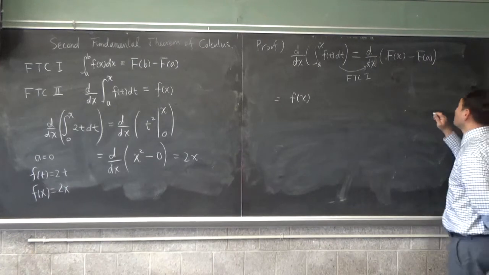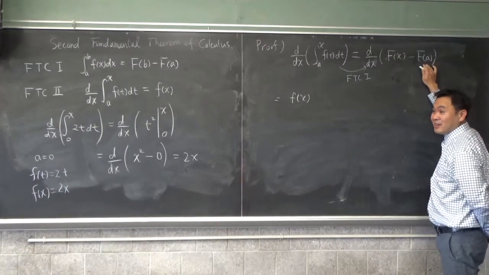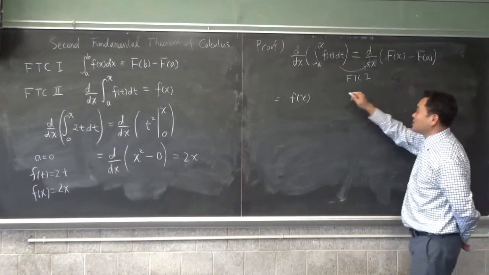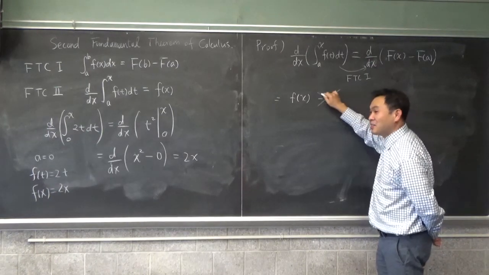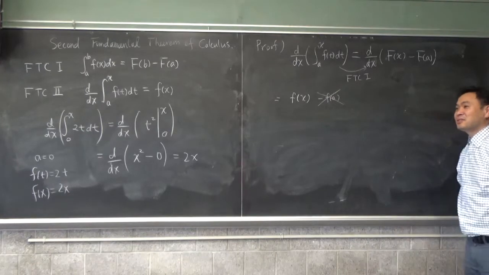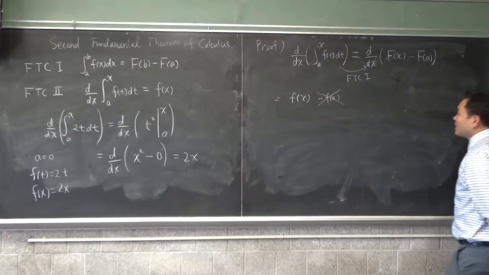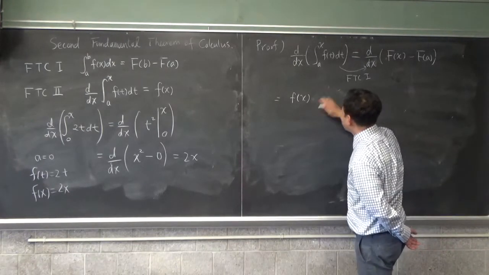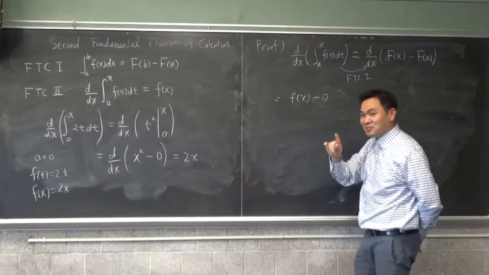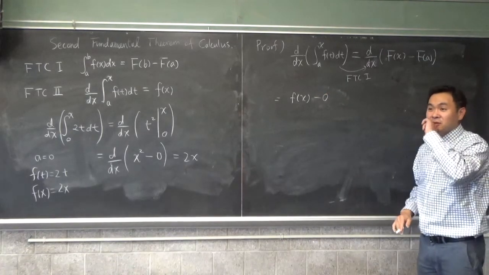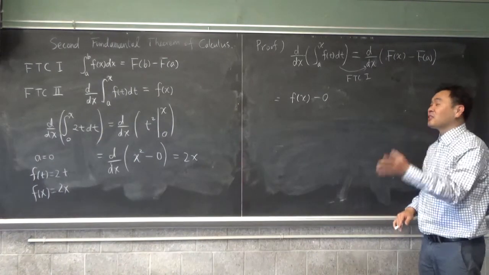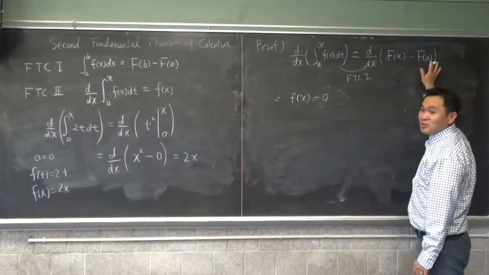Now the next question is, what is the derivative of F of a? Aha, you think you should be getting small f of a, but that's wrong. The answer is 0. But that's so puzzling. Let's think about this for a moment. Because it's a constant. If you plug in a, you end up with a constant.